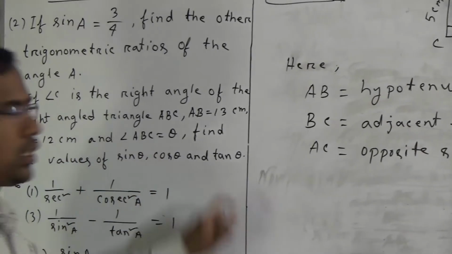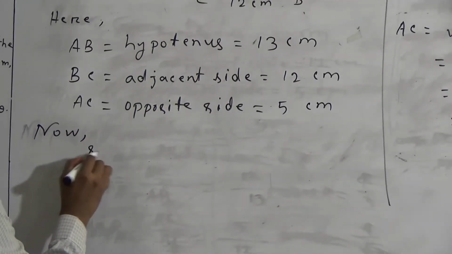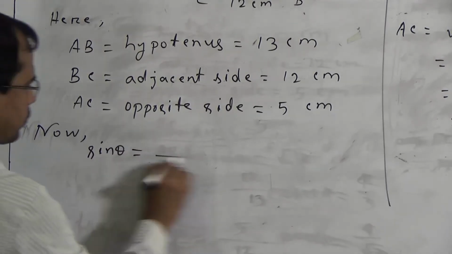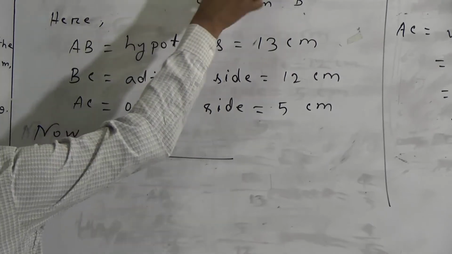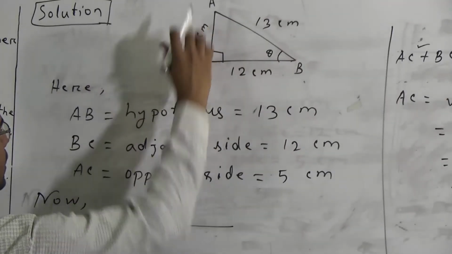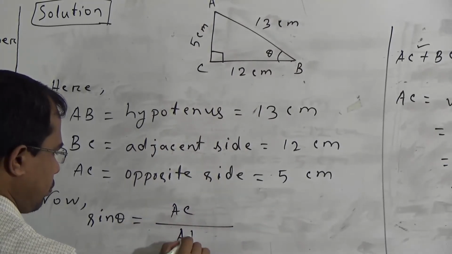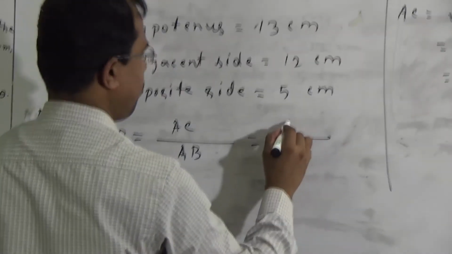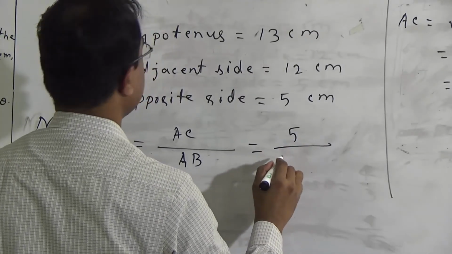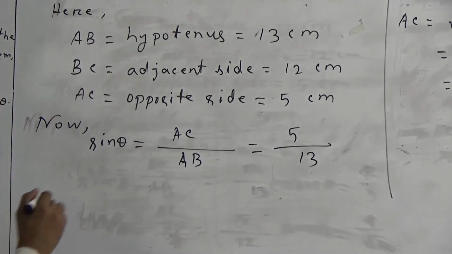Now we can easily find out the value of sin theta, cos theta and tan theta. At first we will write sin theta. Sin theta is equal to opposite side divided by hypotenuse. Here opposite side is AC and hypotenuse is AB, is equal to 5 by 13. Now we will find out value of cos theta.